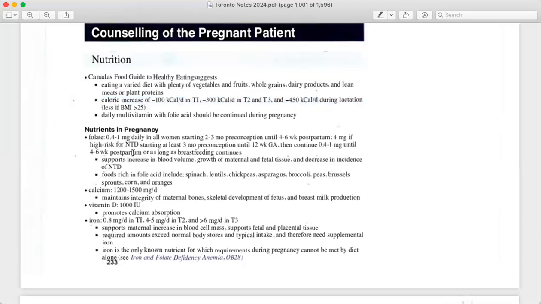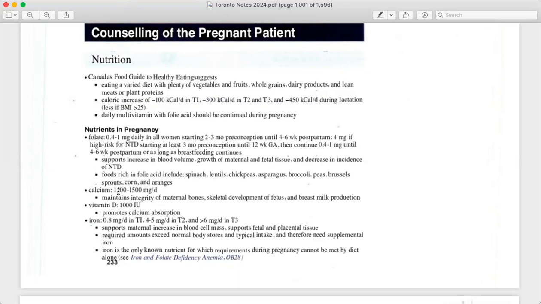Nutrition, you are going to ask about folate. So 0.4 to 1 mg, starting 2 to 3 months preconception and continuing 4 to 6 months postpartum. 4 mg for neural tube defect, if you think this person is of a certain age, like maybe 35 years, or has already been diagnosed with NTD in a previous pregnancy. In this case, you are going to give the 4 mg. 4 to 6 weeks, you are going to check the blood volume and ask them to eat food rich in folate, spinach, lentils, and all those.